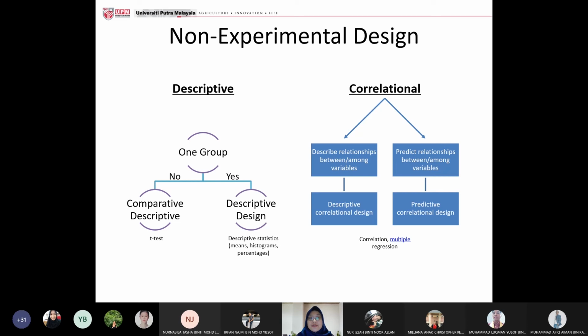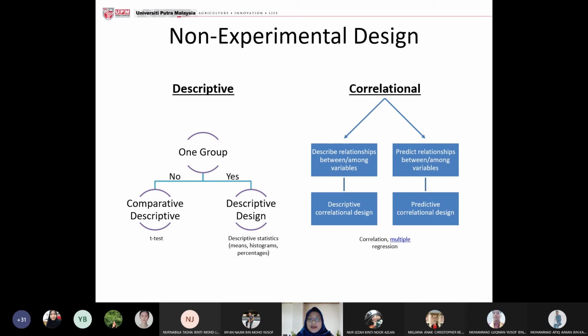But if you have more than one group, you have 2, 3. Maybe you have Shah Alam and Klang, for example. You want to compare the behavior between these two areas. Or maybe you want to compare people in urban and rural areas, their habits towards certain issues. You can do comparative descriptive, and the way to compare that is you use a t-test. Remember, this is descriptive.